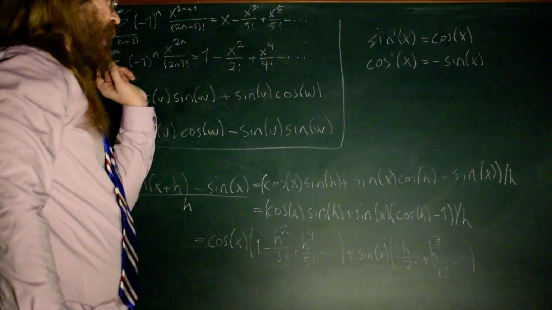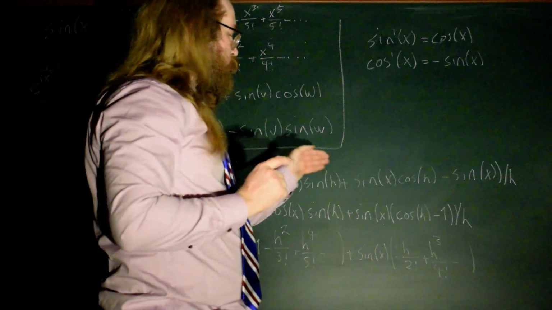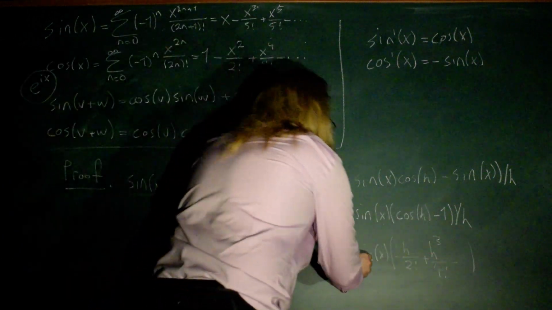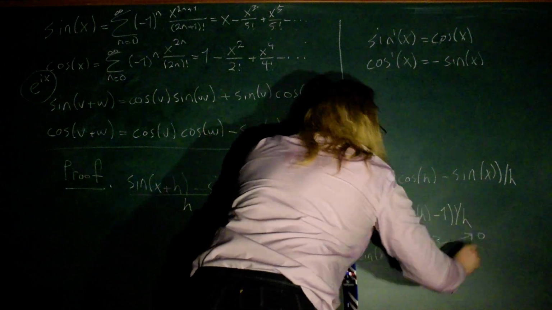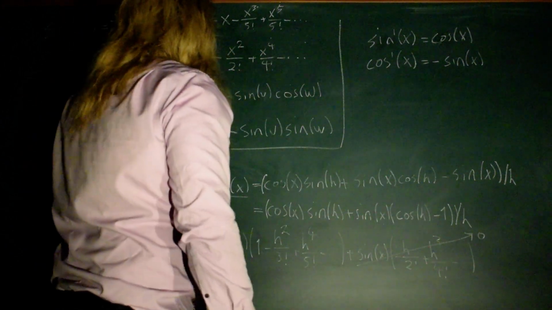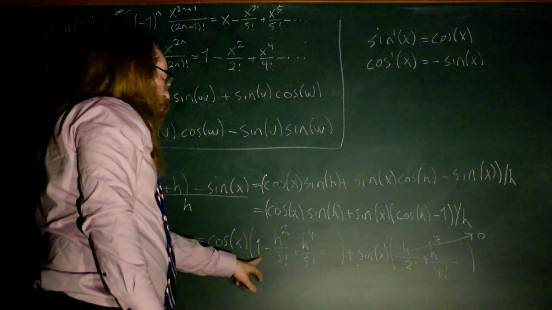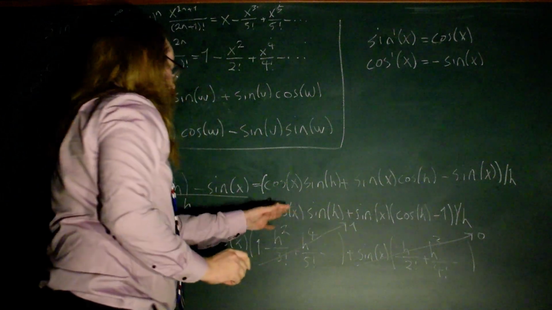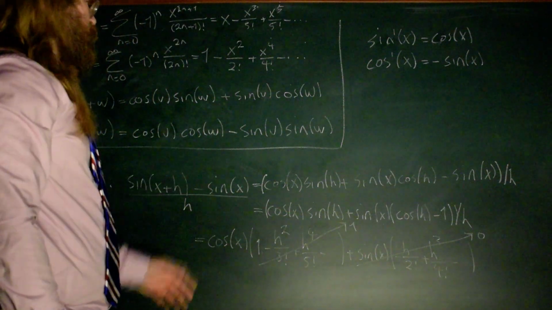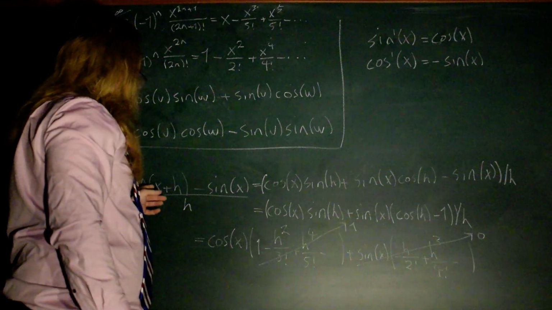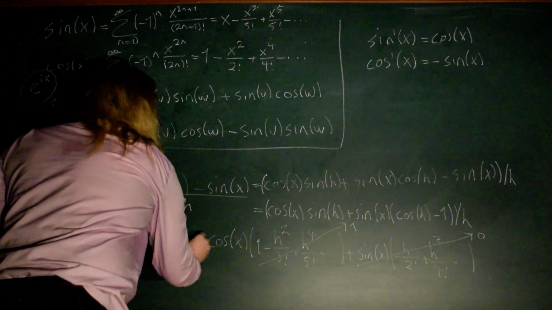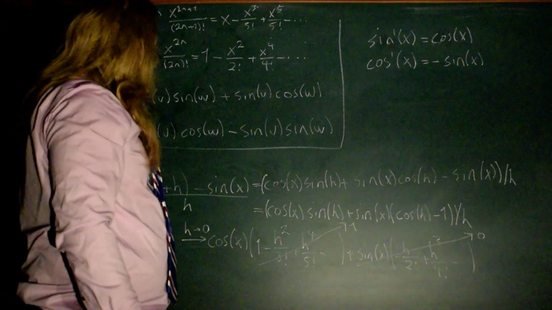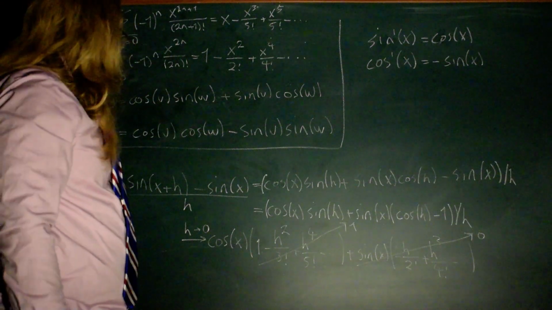And when h, the distance between the points, approaches 0, this whole factor will simply approach 0. What happens here? Well, nothing happens to the 1, but all the other terms will cancel, and this whole thing will approach 1. And what I've shown now is, for h approaching 0, the derivative of sine is cosine.